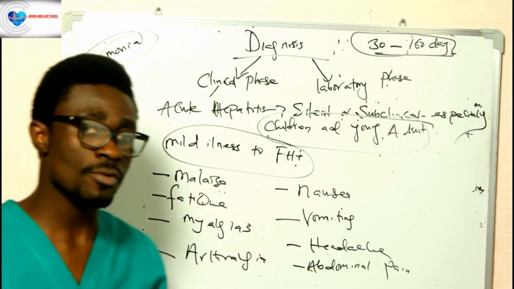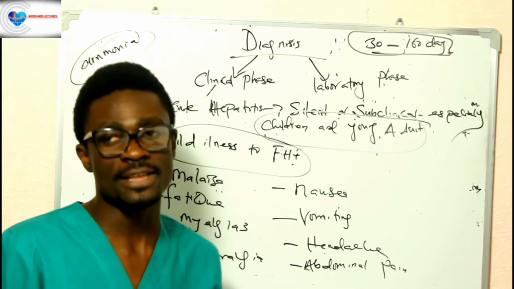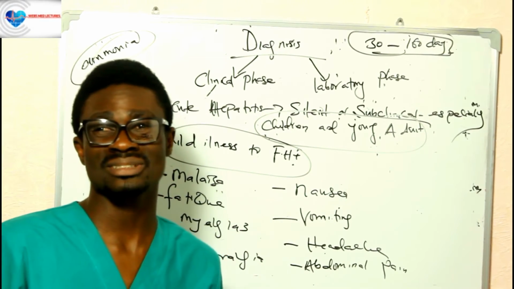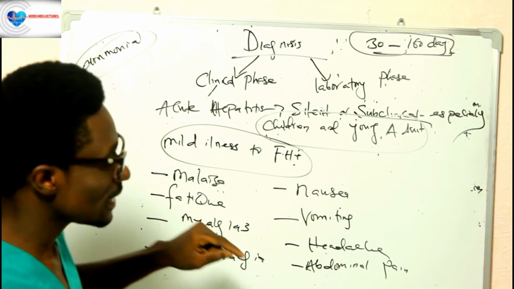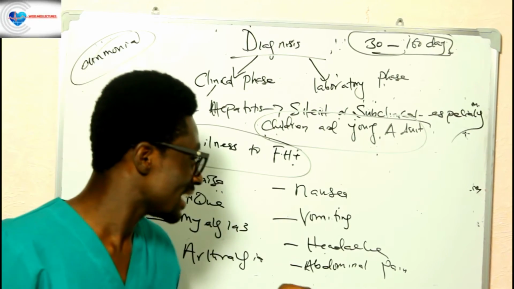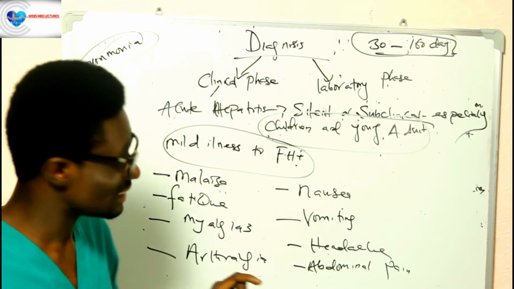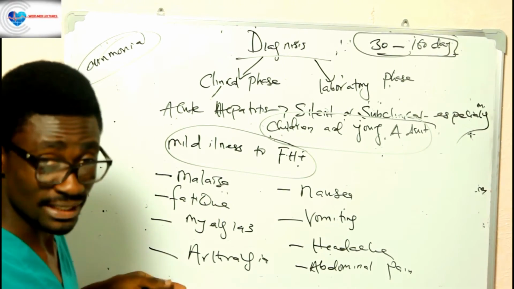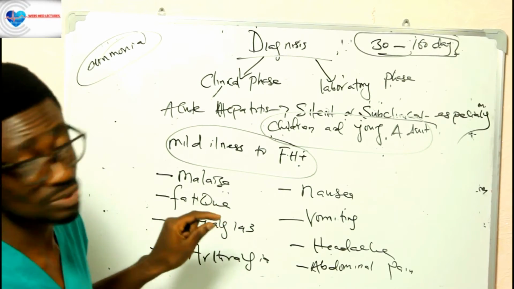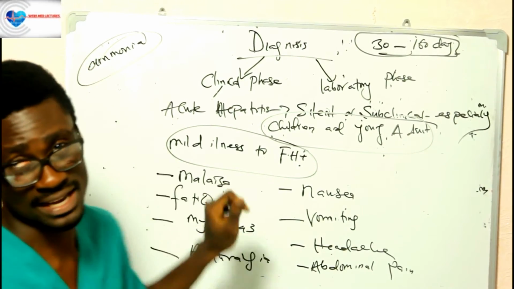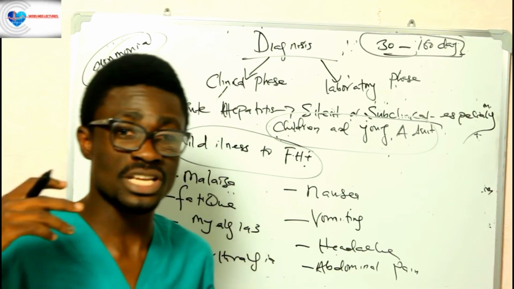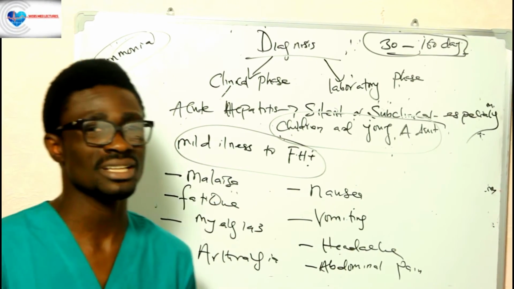Ammonia has a very detrimental effect on the central nervous system, guys. You understand? So therefore, the neurological manifestation as a result of hepatitis could be attributed to the hyperammonemia in the body, because hyperammonemia causes a lot of neurological disorders.